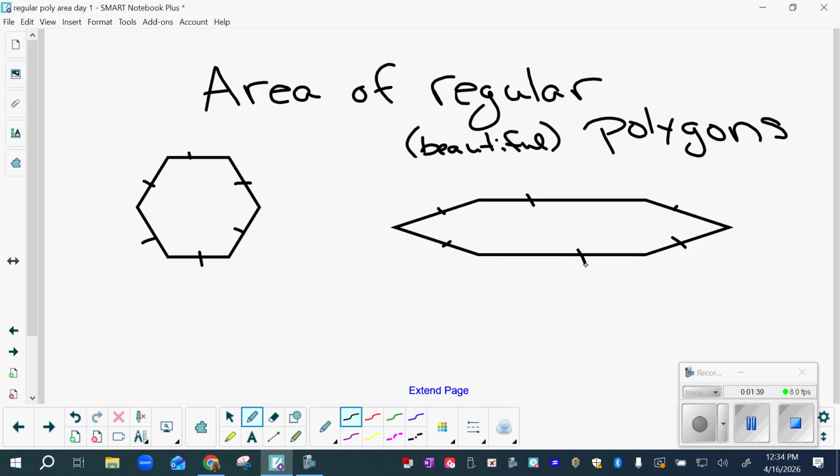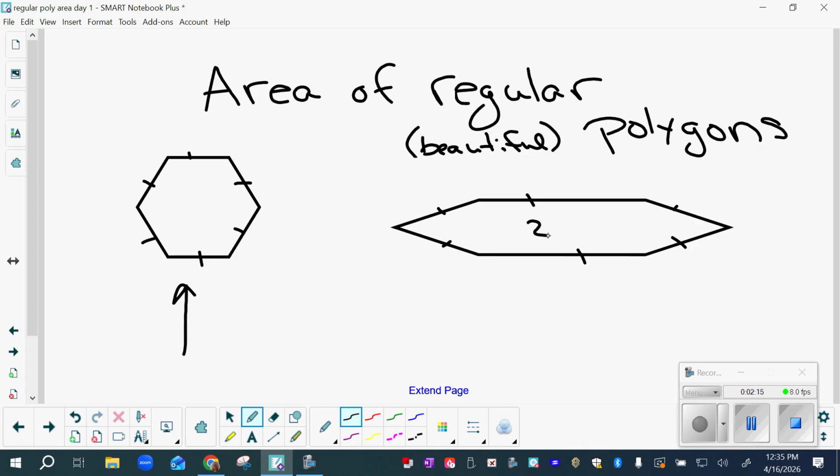But do you know that studies show we like this one better than this one? Because our brains like things that are symmetrical, that they fit together. Like you could make a soccer ball with these hexagons, right? That's what a soccer ball is made up of, little hexagons. This one is uncomfortable to us. And the reason it's uncomfortable to us is because our brain doesn't think of it as beautiful. We are going to be finding the area of beautiful polygons.